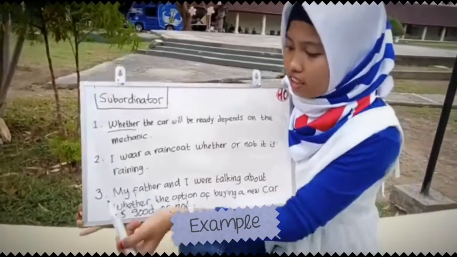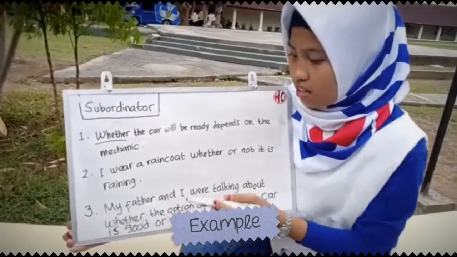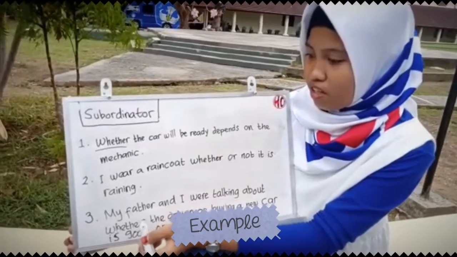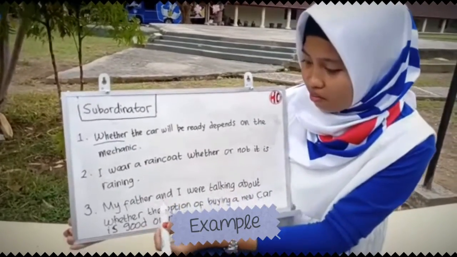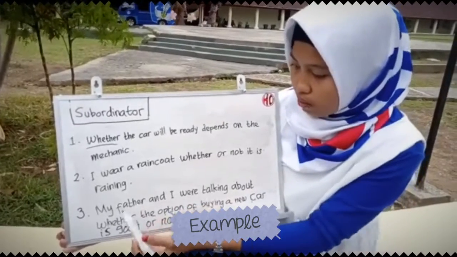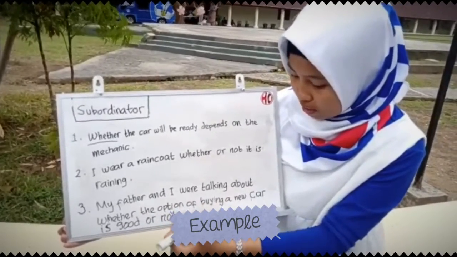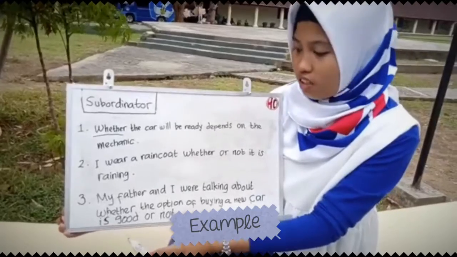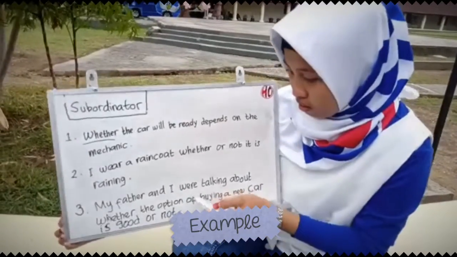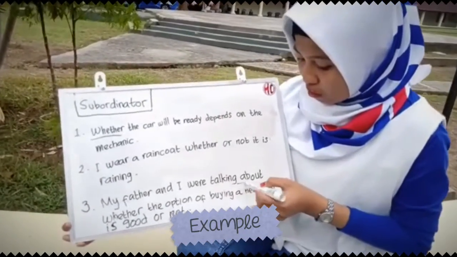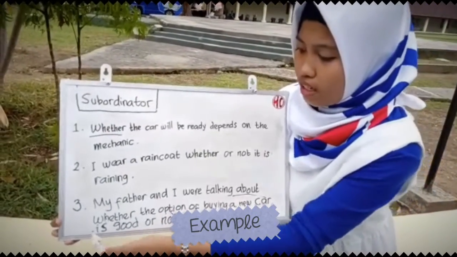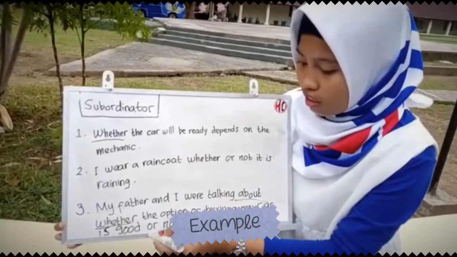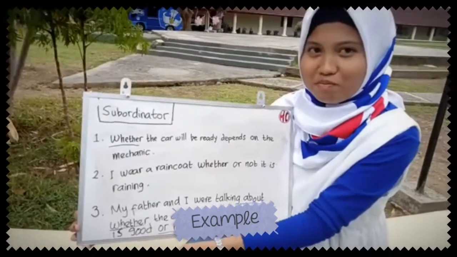And the third, or the last, is that whether can be used after a preposition. For example, my father and I were talking about whether the option of buying a new car is good or not. So, the word about is a preposition followed by whether or not. That's all.